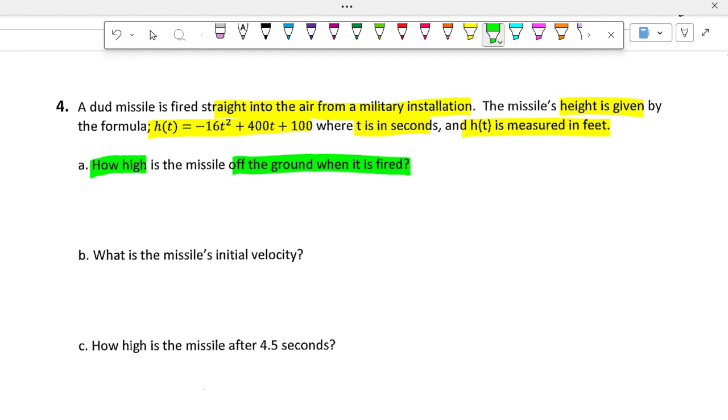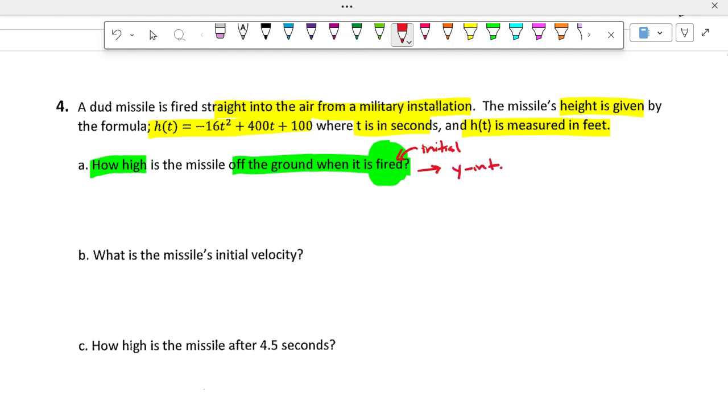Let me ask you this. What am I looking for? What key feature would I be looking for in this case? We're looking for a y value because it's asking how high. But what specific y value? The y-intercept, because it says when it is fired. Fired is saying its initial height. That's when it goes out of the rocket launcher, the RPG, whatever. So we're looking for the y-intercept.